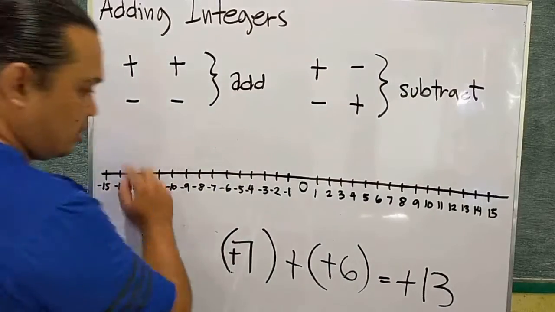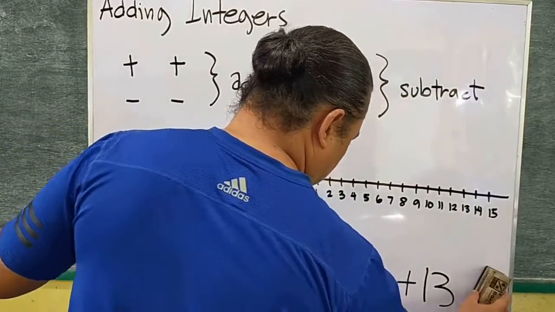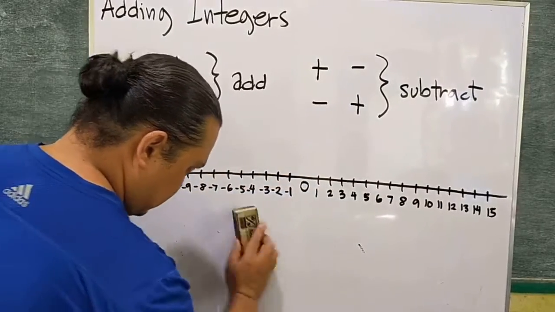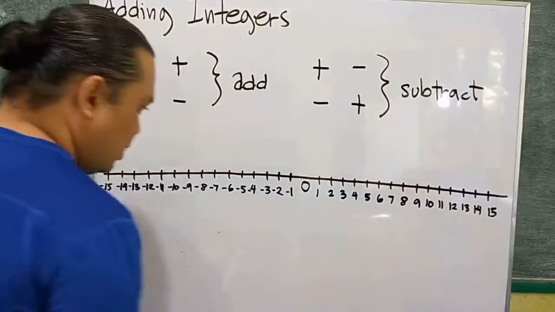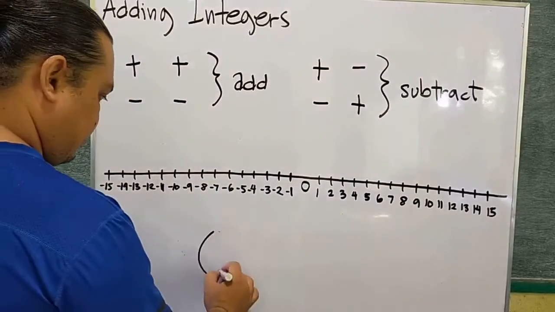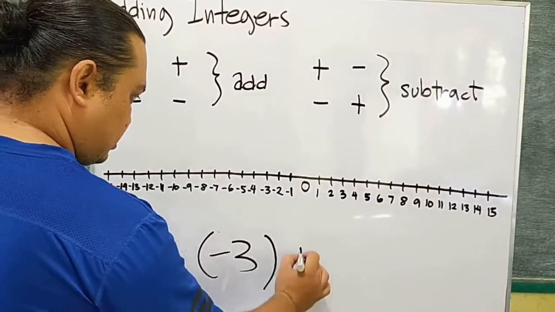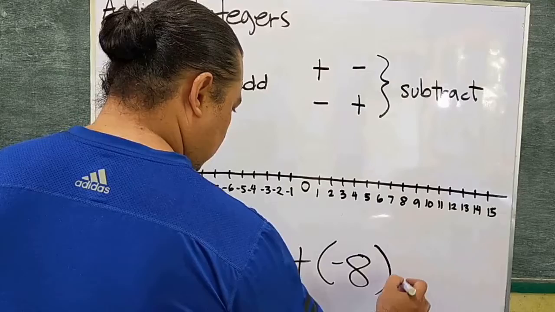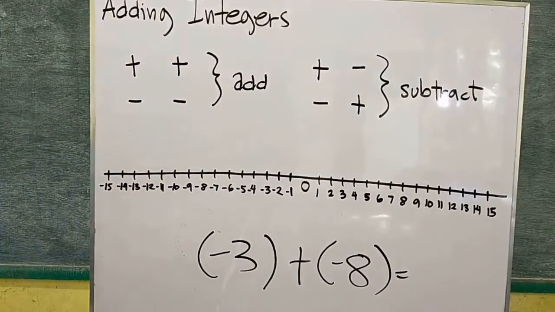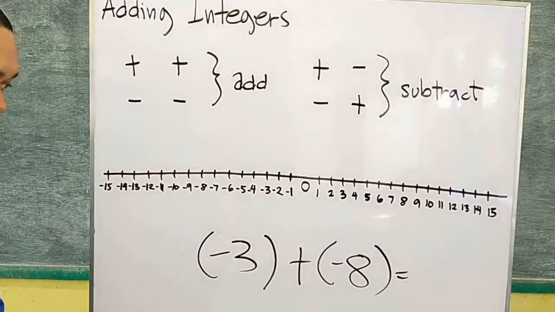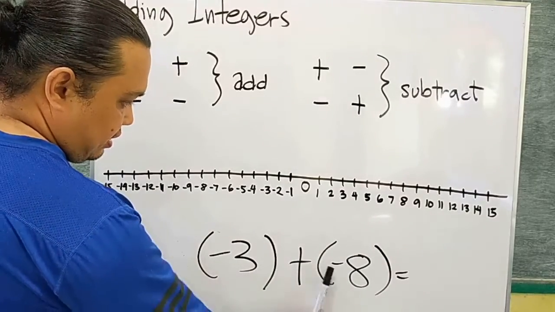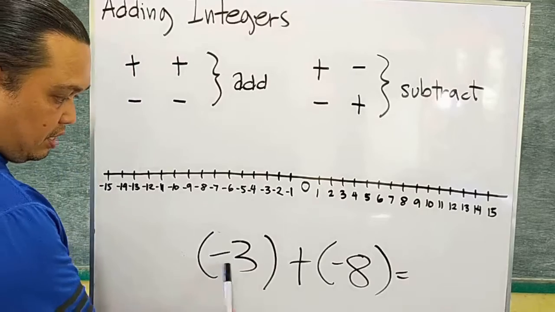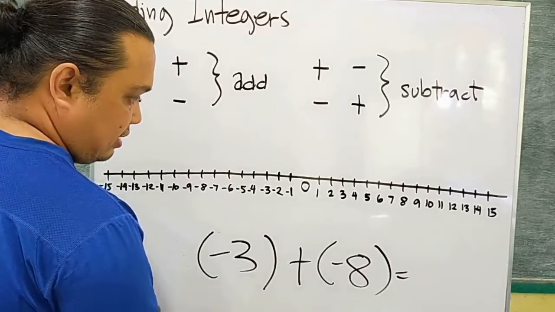How about if the integers are both negative? Let's add them. For example, we have negative 3 here plus negative 8. As you can see on the board, we are adding like integers. Why? Because the integers we are adding are both negative. We have both negative signs. We have negative 3 here, and we have negative 8, and we are adding the two.